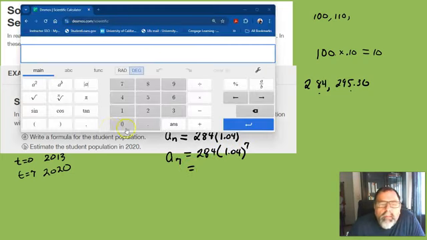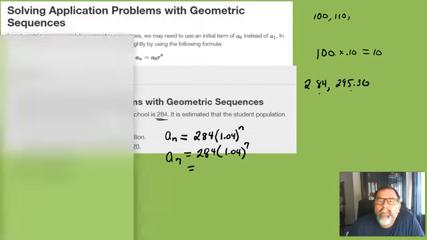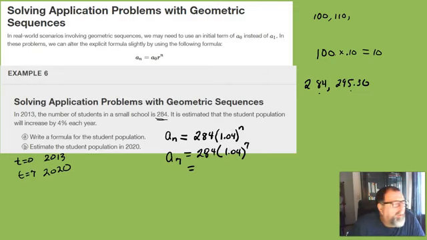So we have 284 times 1.04 to the power 7, which gives 373.72. And since it's population, we're going to round it to the nearest whole number. So it's going to be about 374 students.